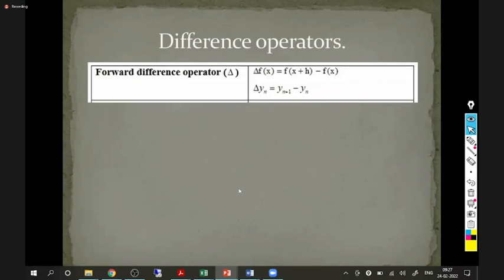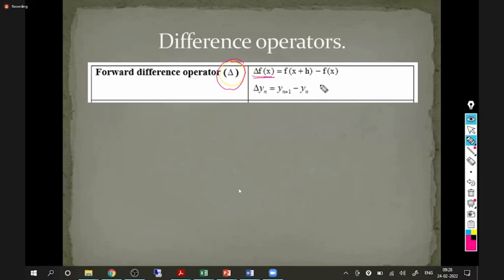So the first difference operator is the forward difference operator. The important thing you should remember is the notation. The notation of this difference operator is delta, this capital delta. So delta of f of x is f of x plus h minus f of x.